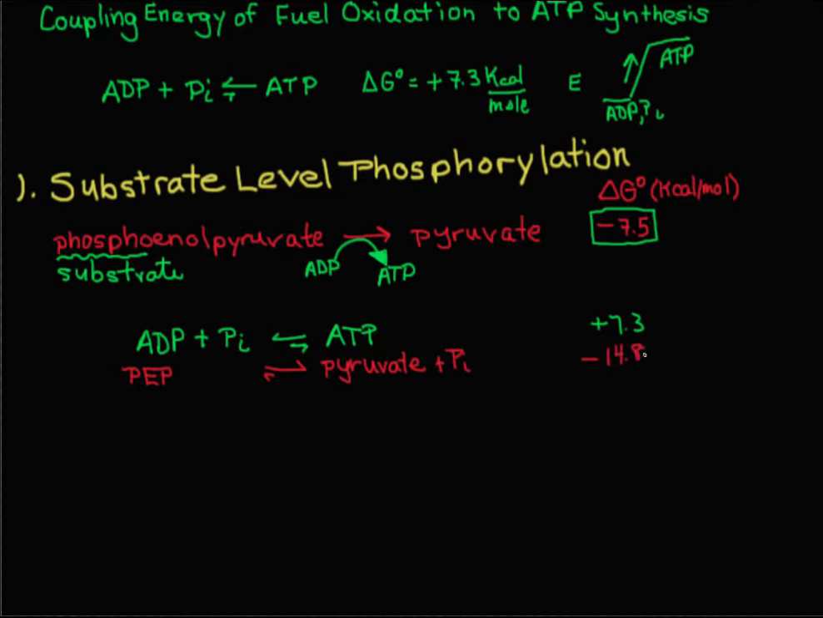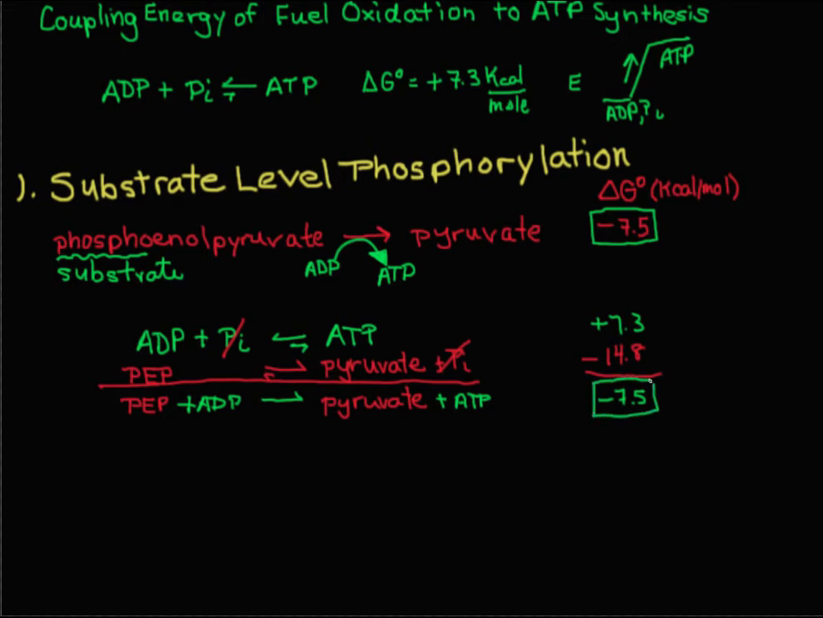And the free energy for this reaction is minus 14.8 kcal per mole. And when you have two reactions that are coupled like this, you can just add up the reactants and products. So we cancel out the phosphate groups. We have phosphoenolpyruvate going to pyruvate, the product, and we also have ADP as a reactant, and now we have it going to ATP. And if we add up these free energies, we see that it adds up to minus 7.5 kcal per mole. So the energy for making this reaction favorable comes from the substrate, which in our example was phosphoenolpyruvate.